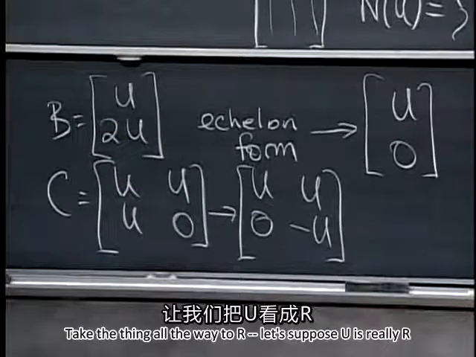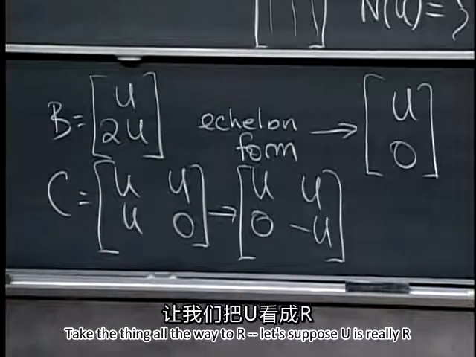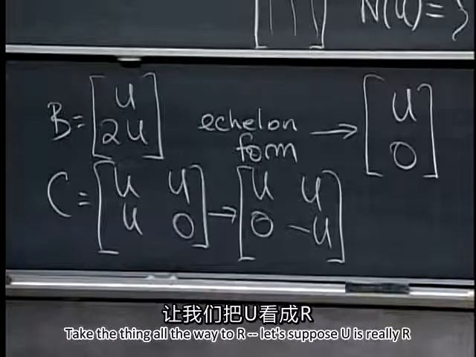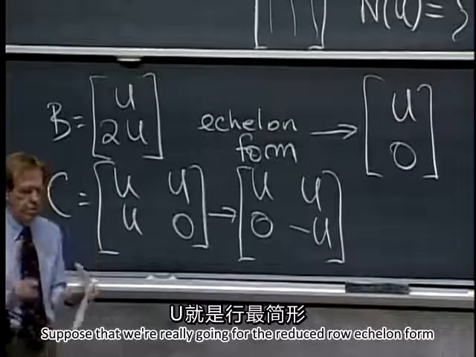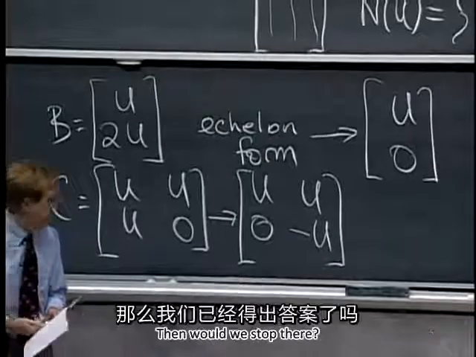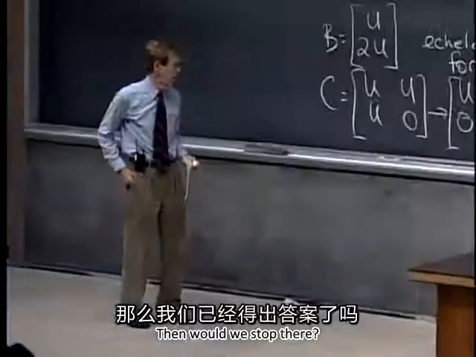Take the thing all the way to R. Let's suppose U is really R. Suppose that we're really going for the reduced row echelon form. Then would we stop there? No.